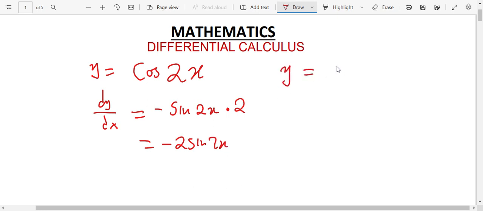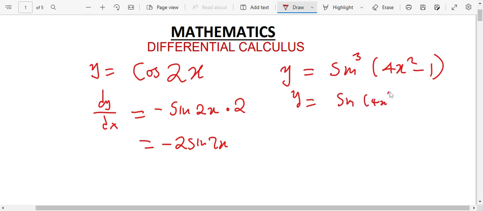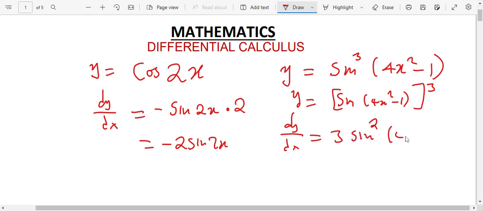If you had y equal to, let's say, sine to the power 3 of, let's say, 4x squared minus 1. Remember, this can also be written as y is equal to sine of 4x squared minus 1, and then everything to the power 3, because the 3 is outside. So for this one, the derivative dy over dx is going to be: bring down the 3. You write the sin, reduce the power by 1 so it becomes power 2, right? And then keep the angle the same way, 4x squared minus 1. So all I've done is bring the 3 down and reduce the power by 1.